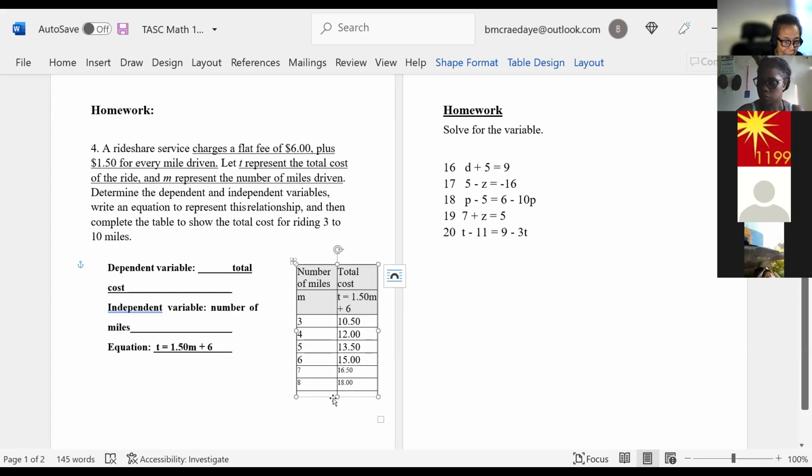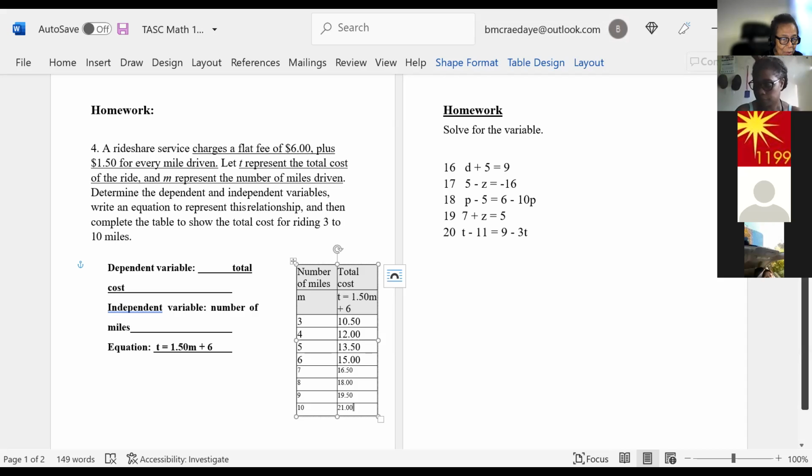It varies by $1.50 because that's what you pay per mile. Then we go to 9 miles. What would 9 be, Vanessa? Add $1.50 to 18. It would be $19.50. That's right. And when you get to 10 miles, what would it be? 19.50 and 1.50 is what? It would be $21.